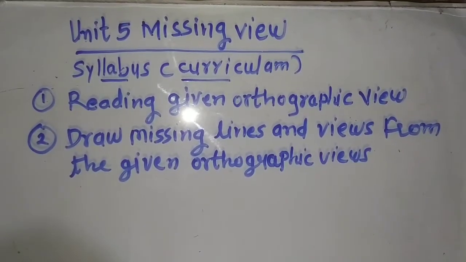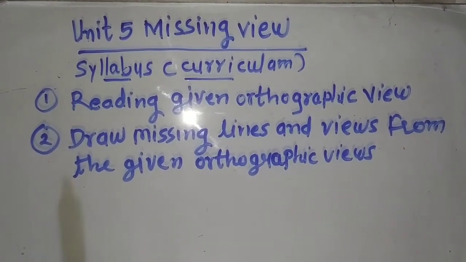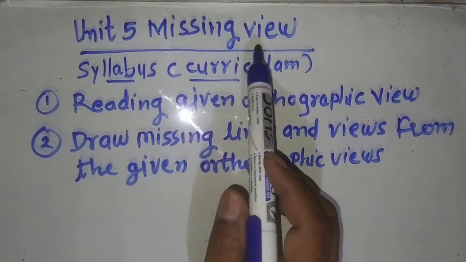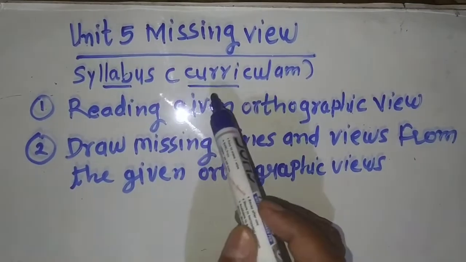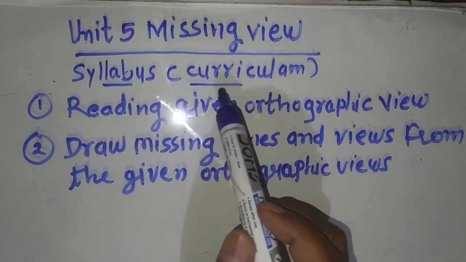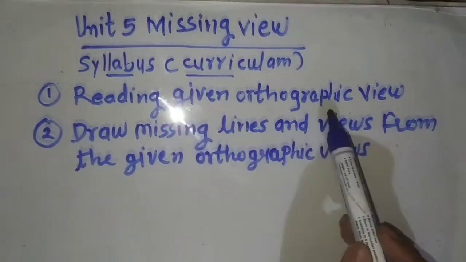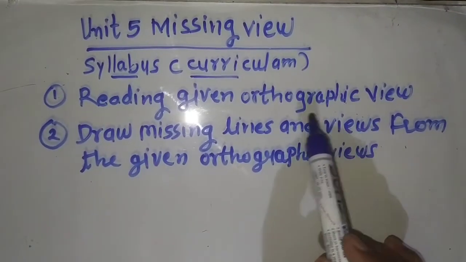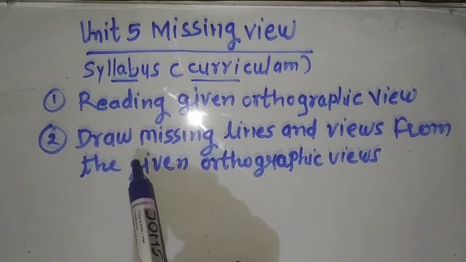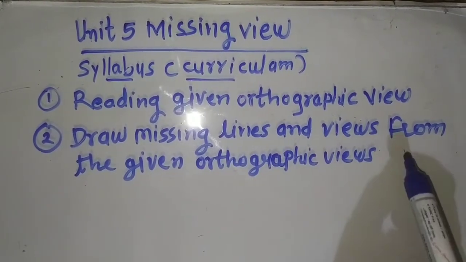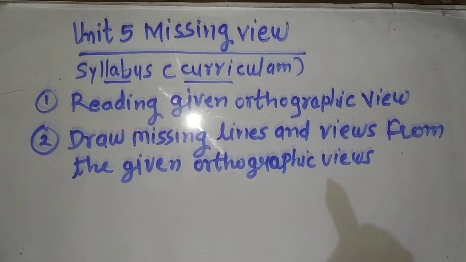This course is Engineering Drawing. Now we will deal with Unit 5, Missing View. What is the content, the curriculum of this unit? First, reading the given orthographic view. Second, draw missing lines and views from the given orthographic view.